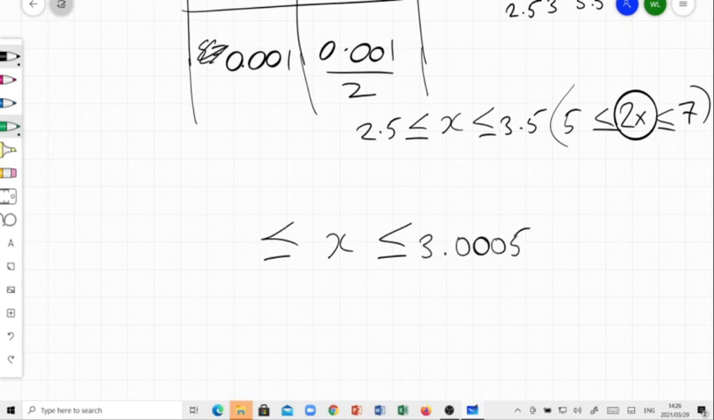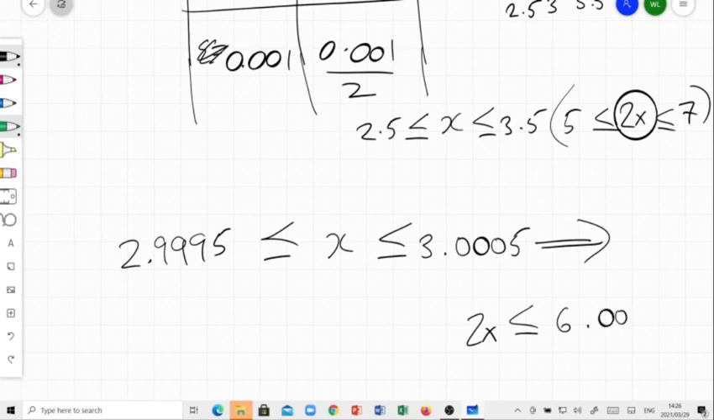3.0005, and that makes 2.9995. Okay, so now you see, if my x's are within 0.005, will this ensure that my two x's are within 0.001 of 6? Okay, so let's double it up. If my x is between that, if I double him up, I get 6.001. And if I double this up, I will end up with, I don't have a calculator, but I can assure you that it will be 5.999, which is within 0.001 of 6.